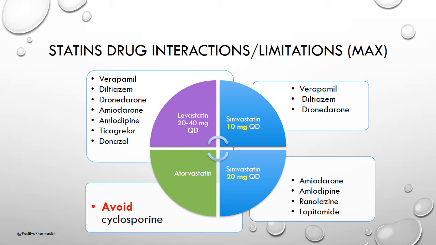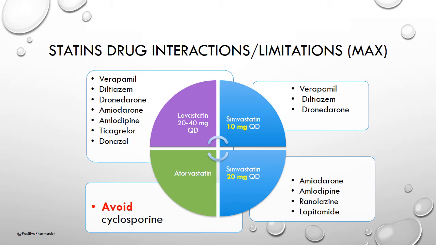Statin drug interactions and the maximum limitations for certain drugs. On this slide we'll focus on 3 main statin drugs, one of them being atorvastatin. With atorvastatin, we want to remember to avoid any cyclosporine. Of course, it has interactions with many other things, but for this specific slide, we want to remember to avoid taking atorvastatin with cyclosporine, and when we review the charts of our patients, we want to look out for that.